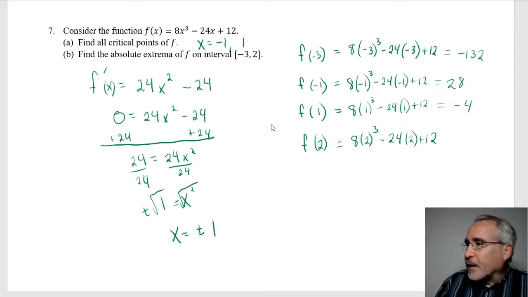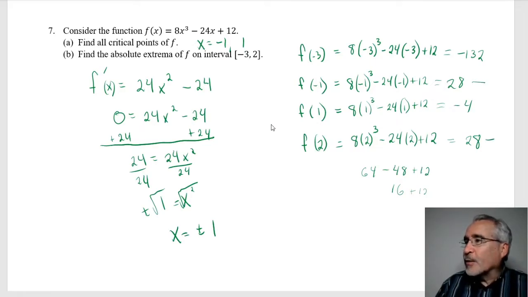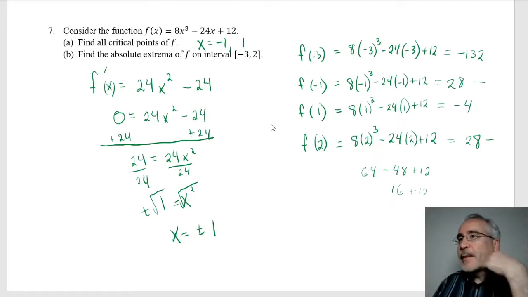And then this one, 2 to the third is 8. 8 times 8, that's 64. This is minus 48 plus 12. So this is going to be 16. 16 keeps coming up. Plus 12, that's 28. So it looks like we've got 2 places where we've actually got the same absolute maximum.